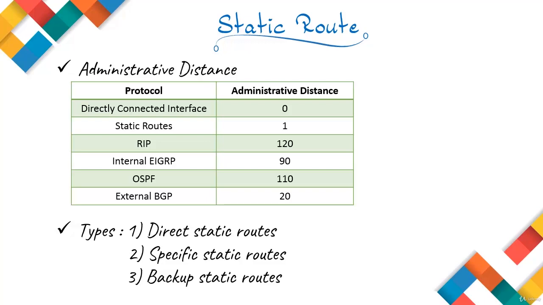And EIGRP, internal EIGRP and external EIGRP, is there. Internal EIGRP is given an administrative distance of 90. OSPF has an administrative distance of 110, and external BGP an administrative distance of 20.